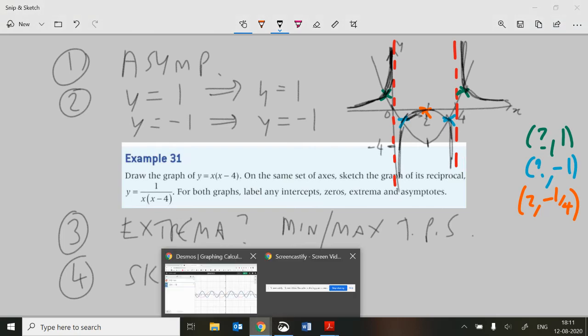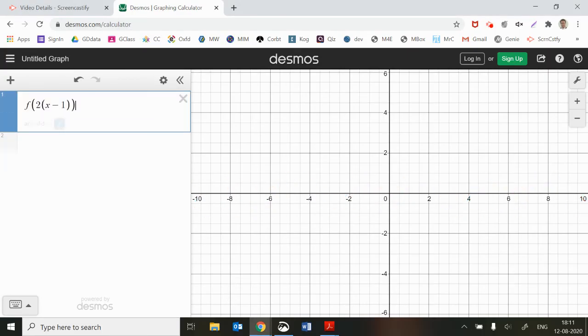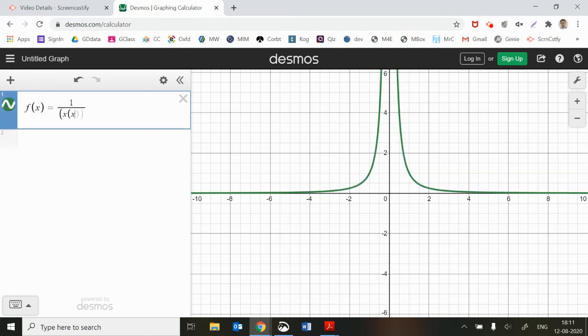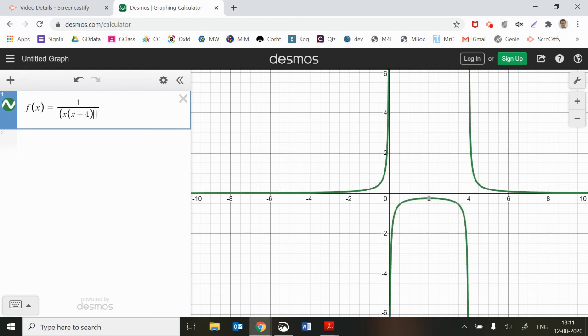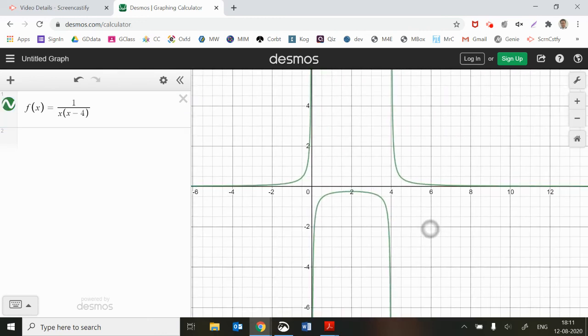Let's actually draw this one out in Desmos. Okay, so it doesn't like me doing that. Let's put in f of x is equal to 1 divided by x times by x minus 4. There we go, we can get rid of that original bracket now. And there we go, we can see that that is our graph. And we can see there's our point. Our point is 2, minus a quarter. And you can see that the shape of this actually tends towards these asymptotes extremely quickly.